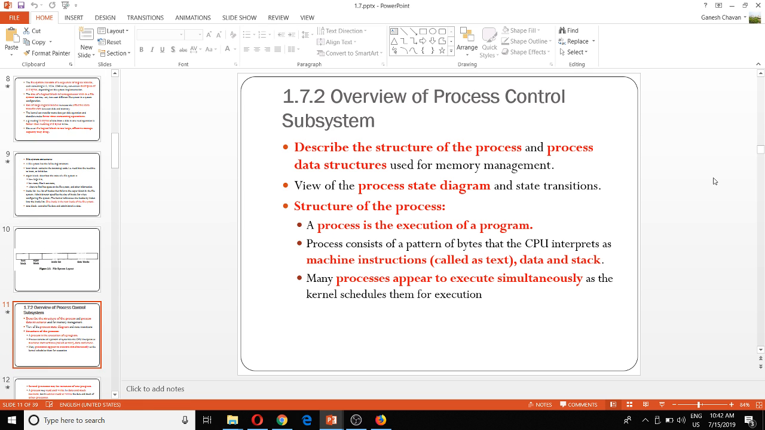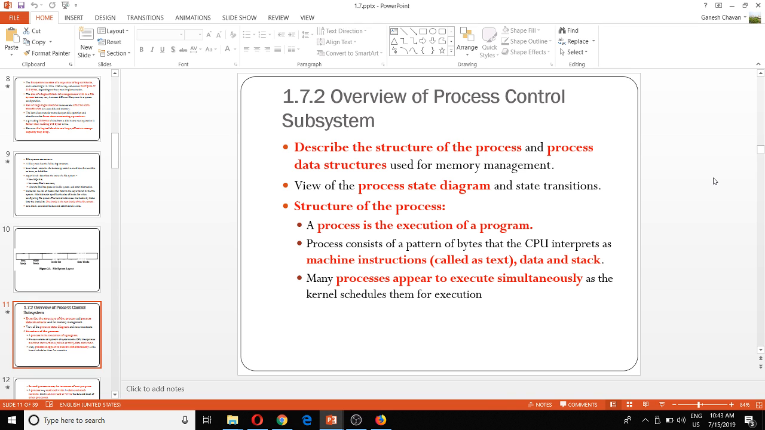Overview of the process control subsystem. It describes the structure of the process and process data structures used in memory management, with a view of the process state transition diagram and state transitions. Structure of the process. A process is an execution of a program. A process consists of a pattern of bytes that the CPU interprets as machine instructions, called text, data, and stack.